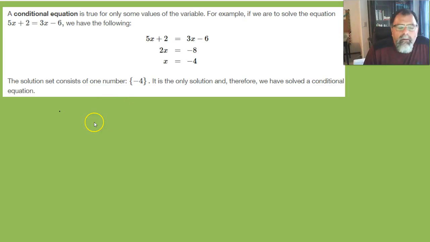It's the only solution, and therefore we have solved the conditional equation. So again, for conditional equations, to solve it, you find the solution set. This is everything that makes it true. Everything else would make it false.